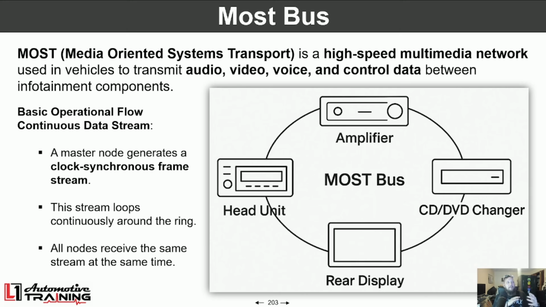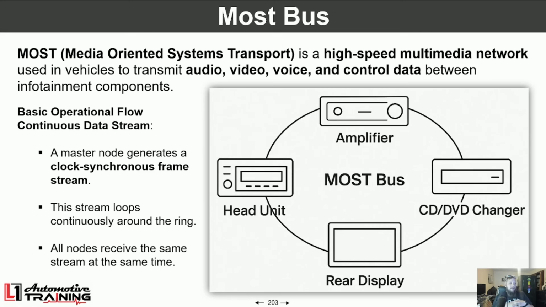So it's a high-speed multimedia network. All most bus that I'm aware of are only for information and entertainment, so infotainment systems. Now, basic operation is they are a closed ring. There's not going to be any DLC connection for most bus. The only vehicles that have an external connection for most bus is on BMWs, and there's a most bus connector location for testing on some of their vehicles that take a special adapter for use with ISTA.